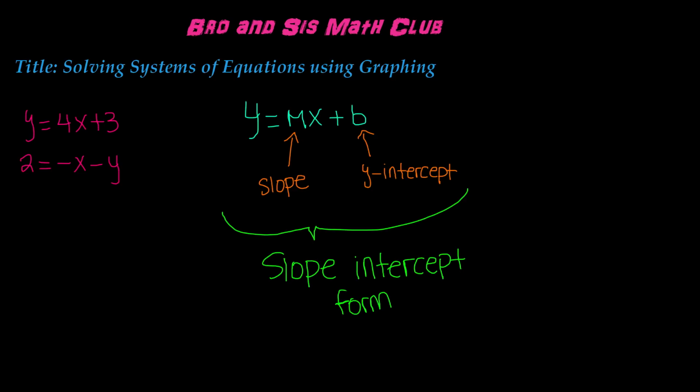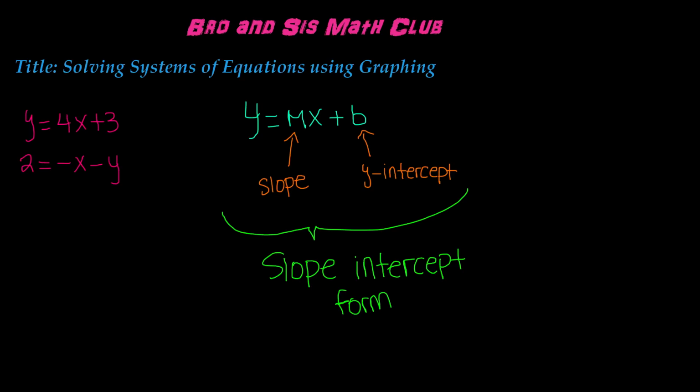The first step when you're solving a system of equations using the graphing method is to make sure that your equations are in slope-intercept form. Slope-intercept form is y is equal to mx plus b. The m stands for the slope, which is rise over run, and the b stands for the y-intercept, which is where the line of the equation intersects the y-axis on the graph.